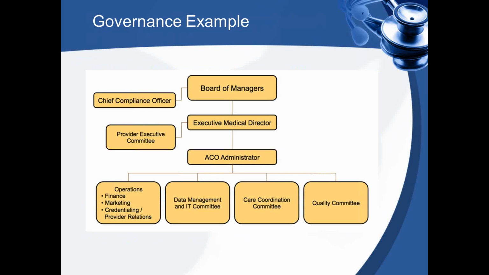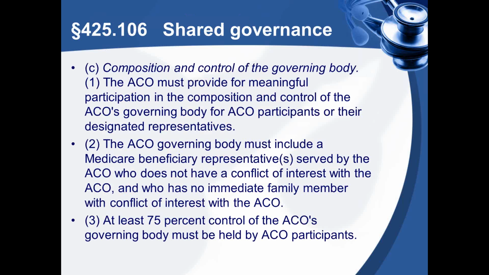This is an example of one ACO, but again, you can make these any way you want, and you'll see in a minute that basically you get free rein to do whatever you need. So, 425.106, Federal Register, the shared governance as created by the Affordable Care Act. Three main components.